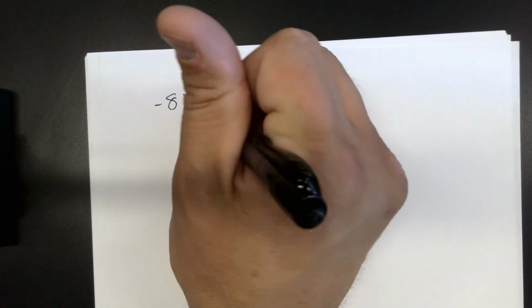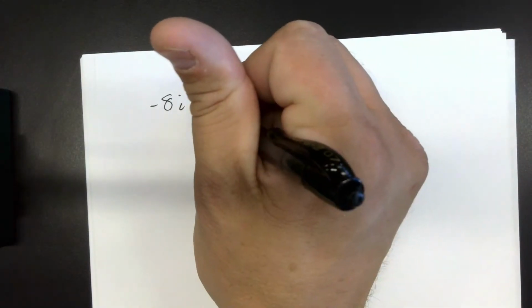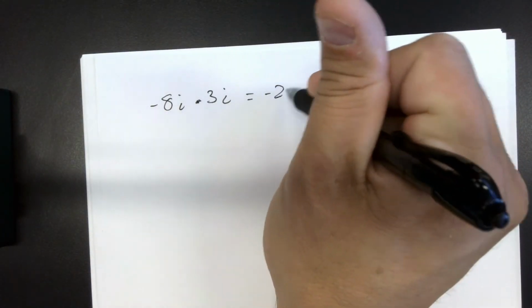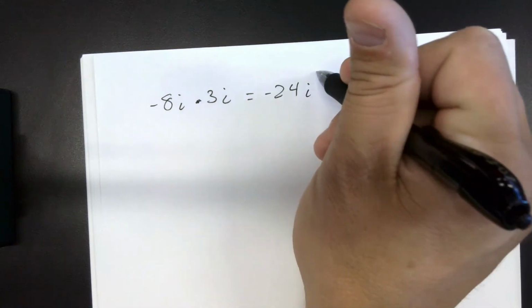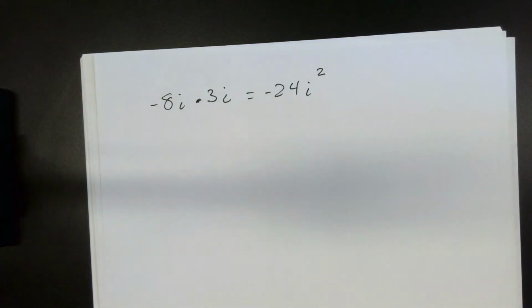So the first thing we're going to do is if we had negative 8i times 3i. Negative 8i times 3i. Which is going to give us negative 24i squared. Just like x times x is x squared, i times i is i squared. Why is it positive 24, Tyson?